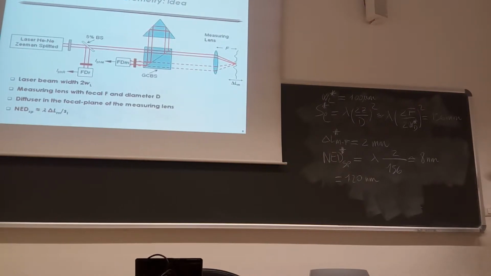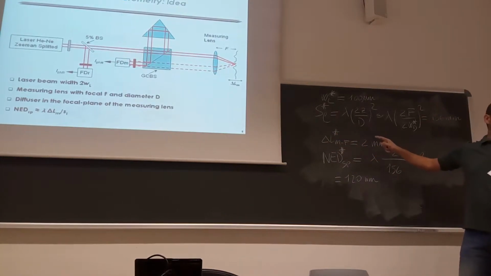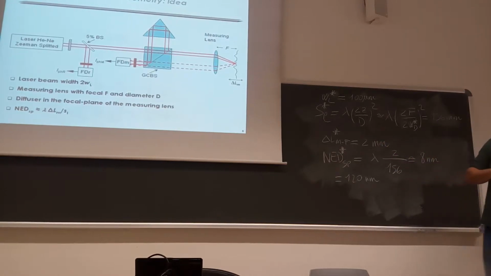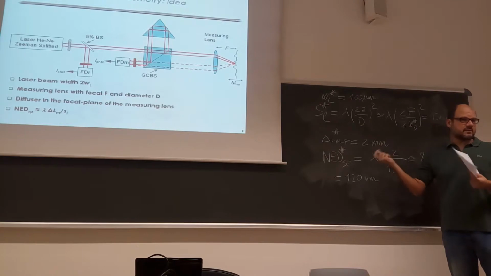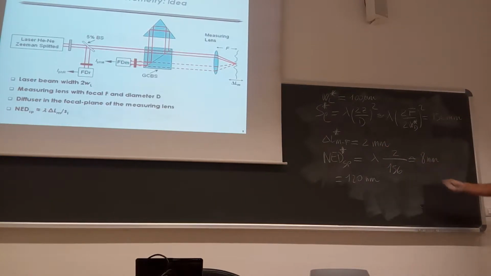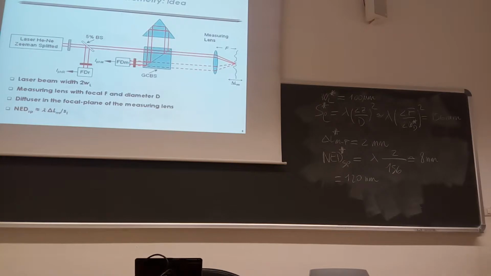What have we lost in this calculation? Because we have lost something. We have lost something in the maximum displacement of the target. Okay? Before it was 8 millimeters, now the maximum displacement is 2 millimeters. But we have gained in possible resolution. Okay? So keep in mind this trade-off.